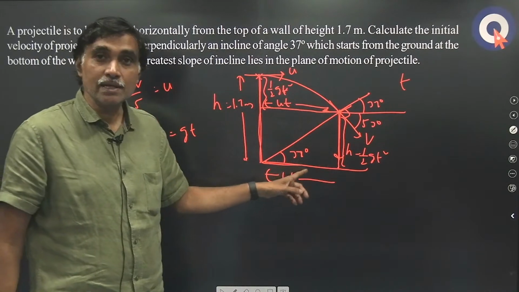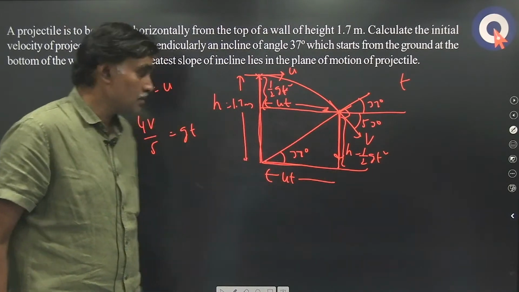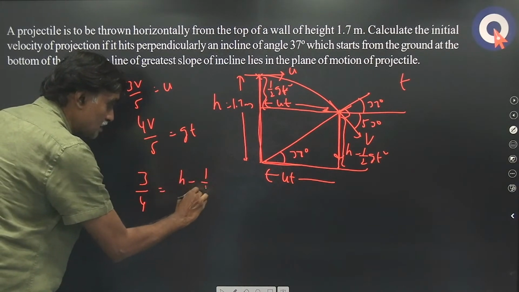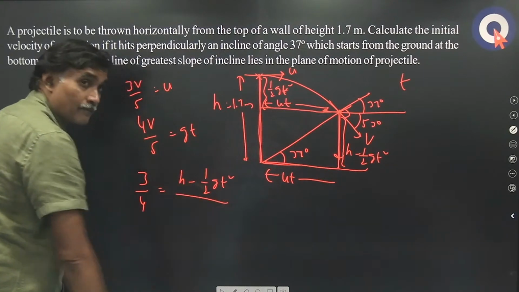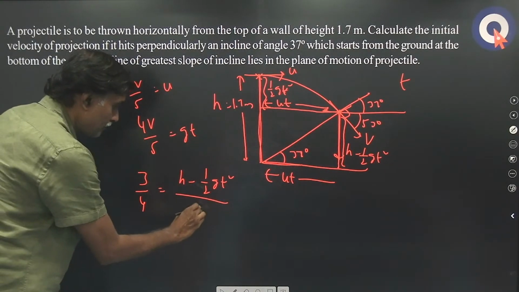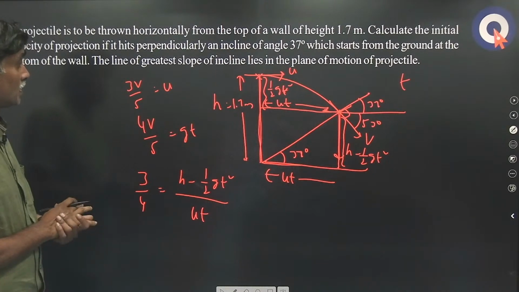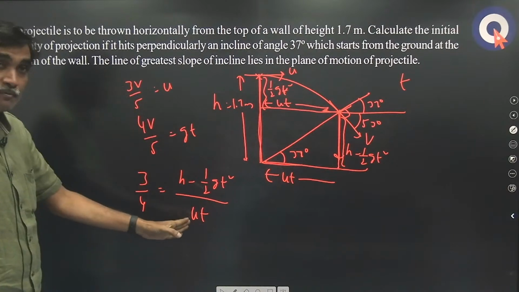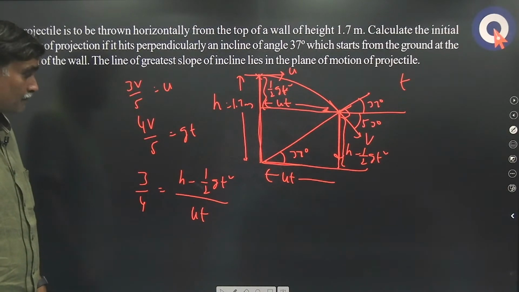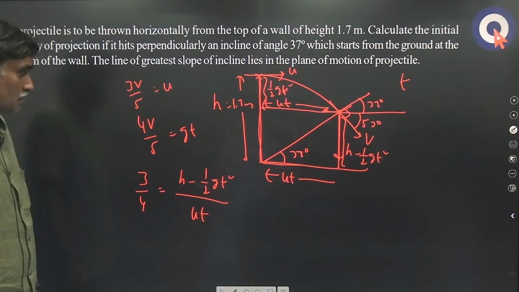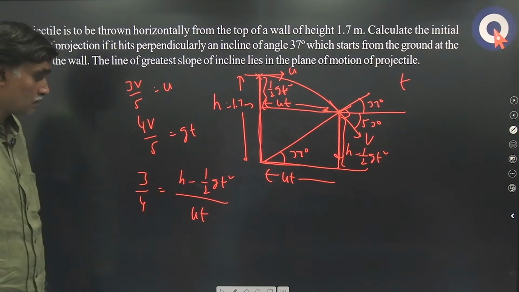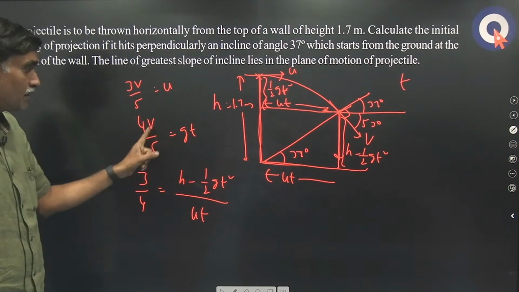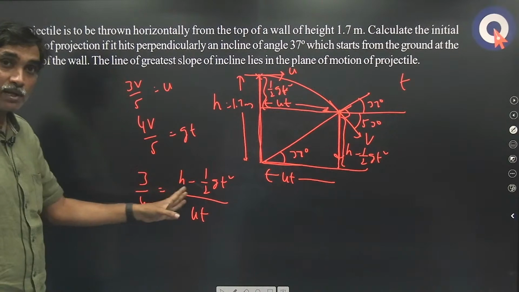So tan 37 is equal to h minus half gt square by ut. What is tan 37? 3 by 4 equals h minus half gt square by ut. Okay. What is h given? 1.7 meters. Okay. And what is u? 3v by 5. What is v? 5gt by 4. Okay. So substitute in place of u 3v by 5 and v is 5gt by 4, cross multiply, you will get t. Okay.